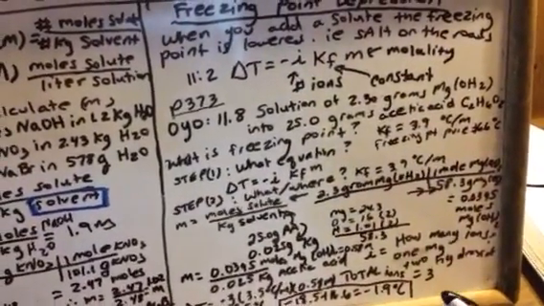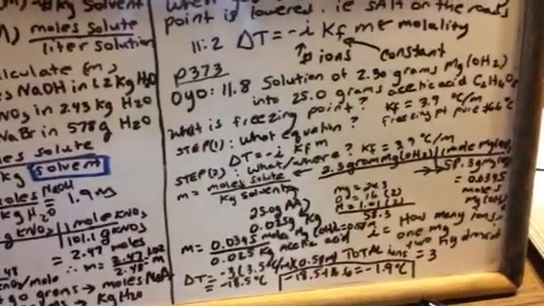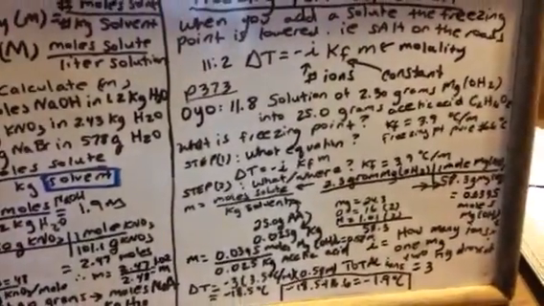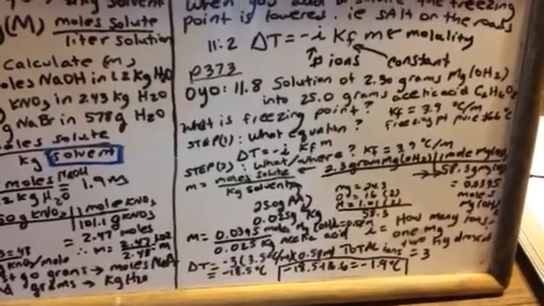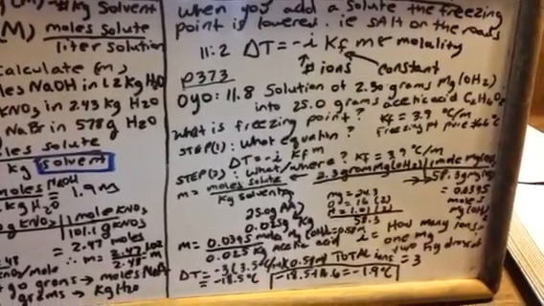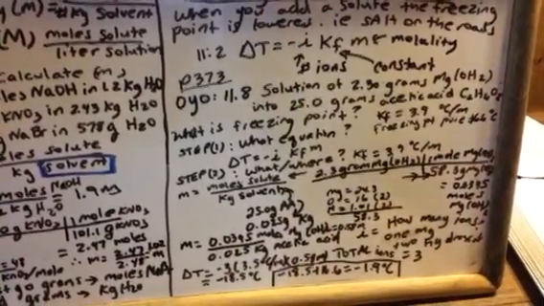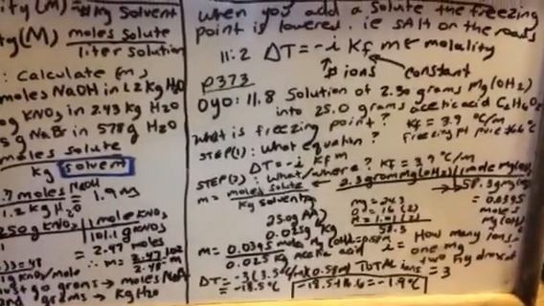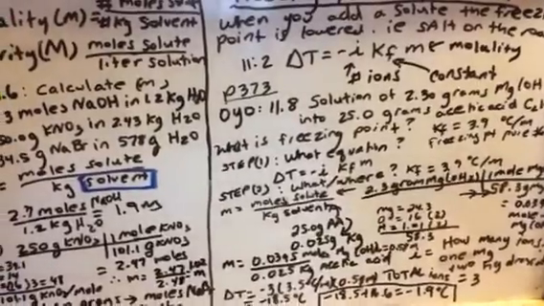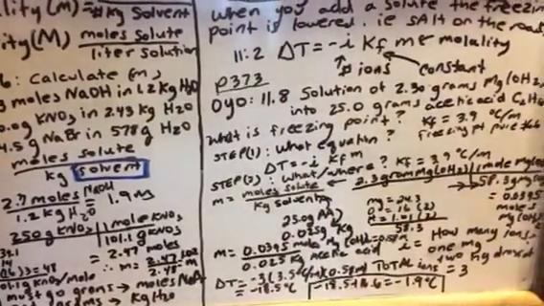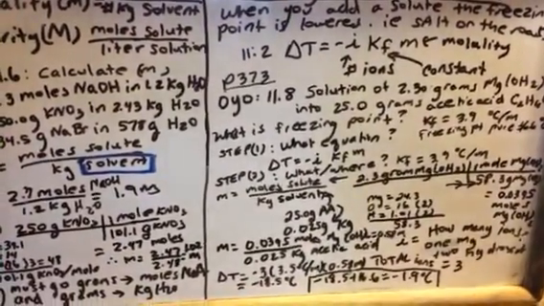It says if a solution is made by dissolving 2.3 grams of Mg(OH)2 into 25 grams of acetic acid, what is the freezing point? And it tells you that the freezing point constant for acetic acid is 3.90 degrees C per molality, and the freezing point of pure acetic acid is 16.6 degrees C. So let's take a look at this and see how we figure this out.